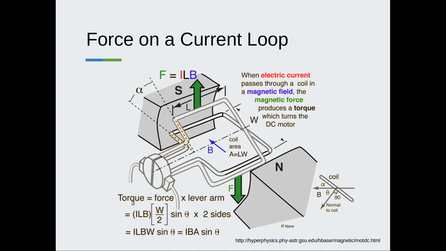And then let's calculate the torque. Now we are analyzing the rotating system, so now we have to analyze the torque. The torque is equal to the force, outer product, the arm. So this is where we start. And the force is ILB, because we apply the Lorentz Force Law. And the arm is W/2, just as I explained before.